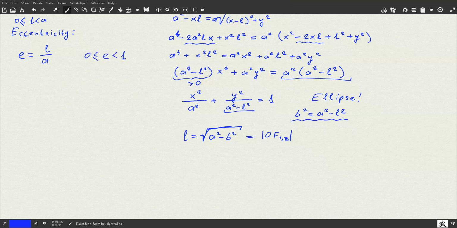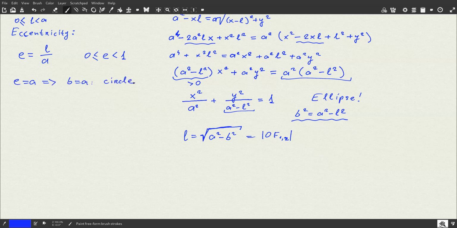In this particular case, not including 1, although we'll consider the degenerate case of 1 as well. If the eccentricity is 0, then L is 0. If L is 0, then as you can see here, B equals A, which means we got what? Circle. Yes. So eccentricity being equal to 0 implies B equals A, and this is a circle.